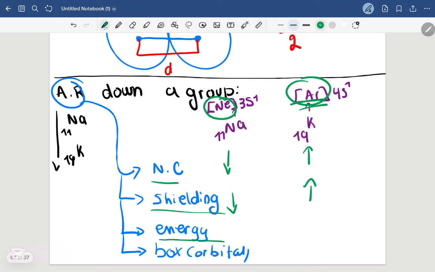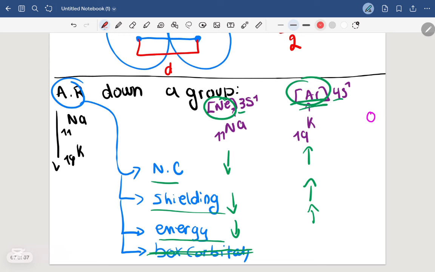Whereas the energy level, which is n, of sodium is less than that of potassium. Now, finally, everything is clear, so we don't need to use the box orbital thing. So what can we infer from this? Very simply, let us draw and think of it logically together. First of all, let's draw the nuclei.